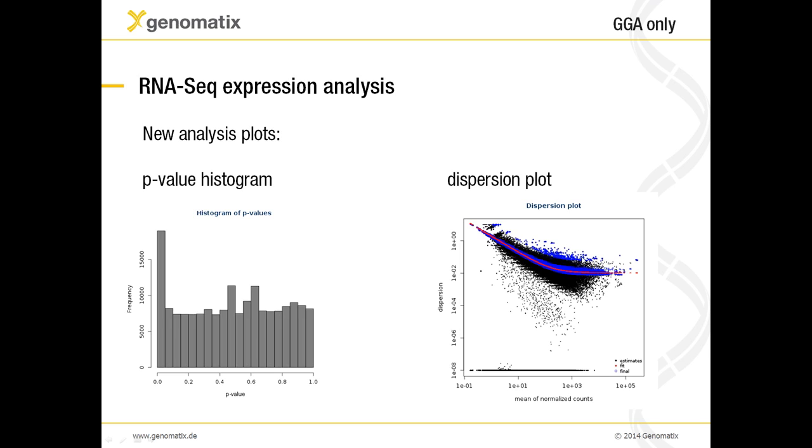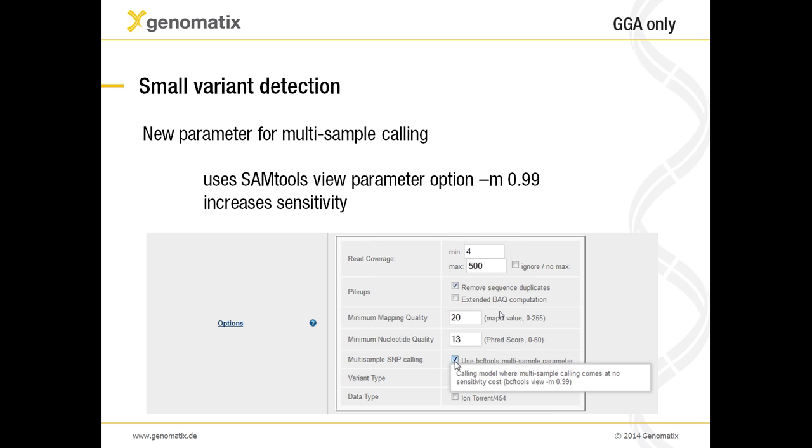An exception are the dots that you see up here, which are outliers with very high dispersions. They are not corrected into the direction of the fitted line here in order to avoid underestimating them again, and in this way also to avoid generating false positives. So that's approximately what this dispersion plot means. And similar dispersion plots are also shown for DESeq, the old DESeq, and also for EdgeR.